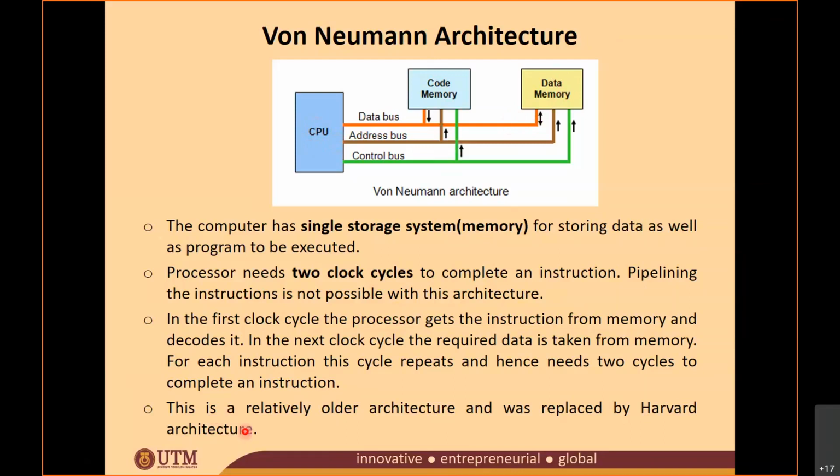So the von Neumann architecture is a relatively older architecture and was replaced by the Harvard architecture. Now all computer systems use the Harvard architecture. That's why you can do multitasking, pipelining, and simultaneous program and data processing at the same time. Why? Because we use the Harvard architecture.